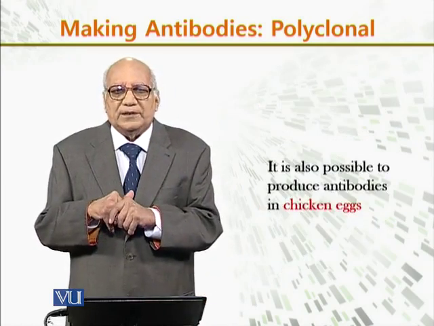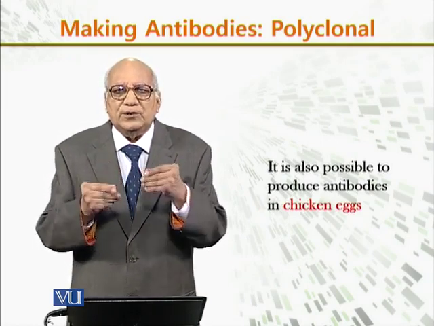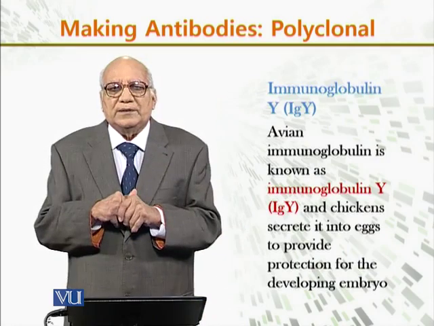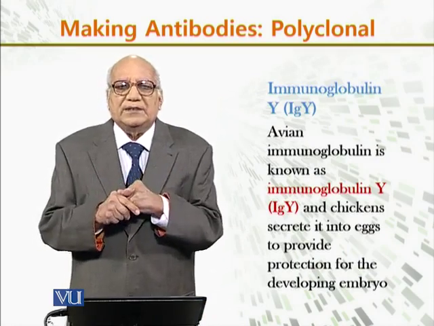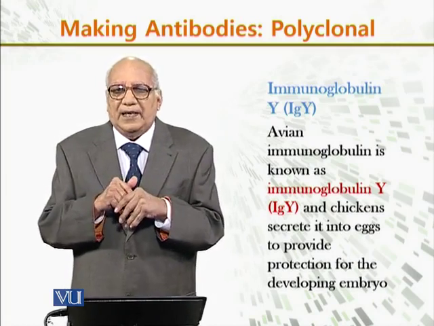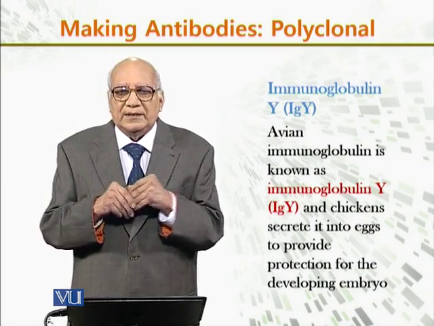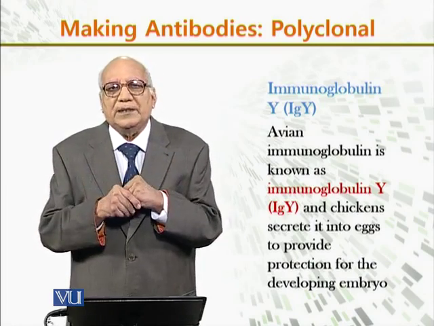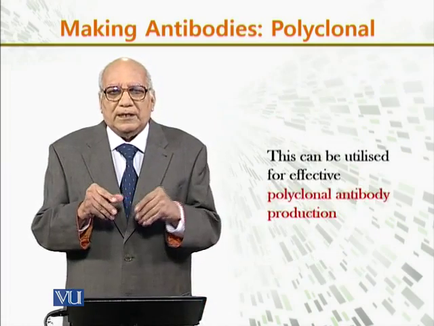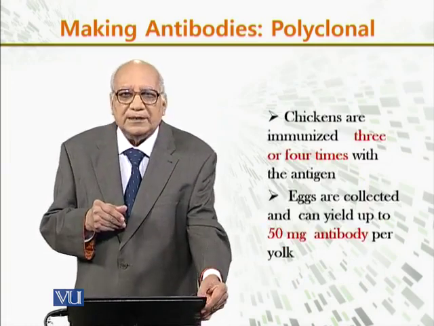It is also possible to produce antibodies in chicken eggs. That is, it is not necessary that you use a bigger animal. You can use chicken eggs. The avian immunoglobulin is known as immunoglobulin Y, IgY, and the chickens secrete it into the eggs to provide protection for the developing embryo. So the eggs can be utilized for effective polyclonal antibody production.